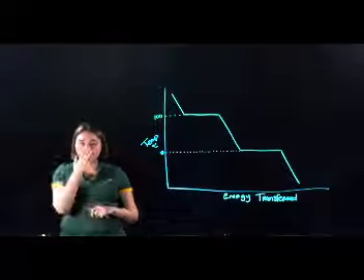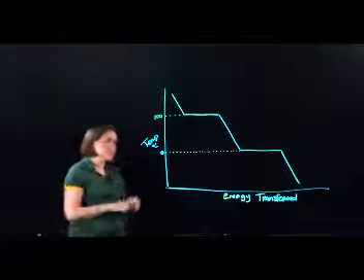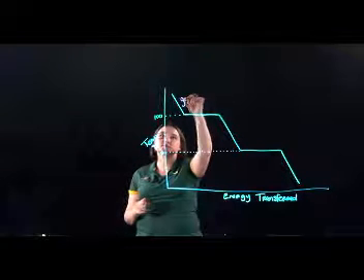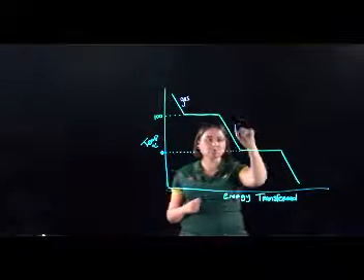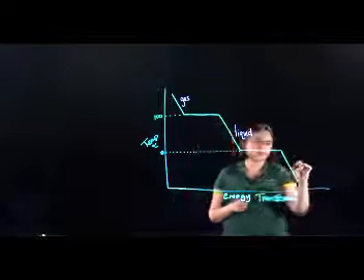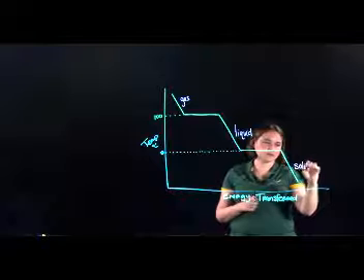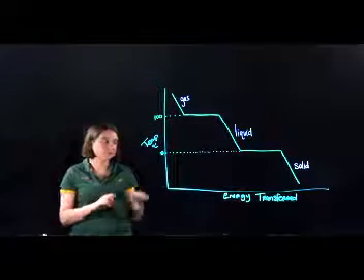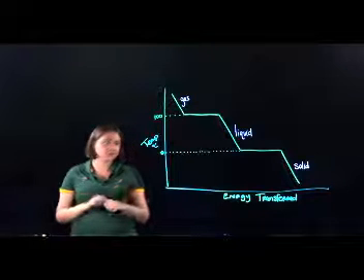All right, let's talk about our heating and cooling curve problem. So first, you had to tell me that this was a gas, that this was a liquid, and that this was a solid. So if you could do that, you got 3 points.